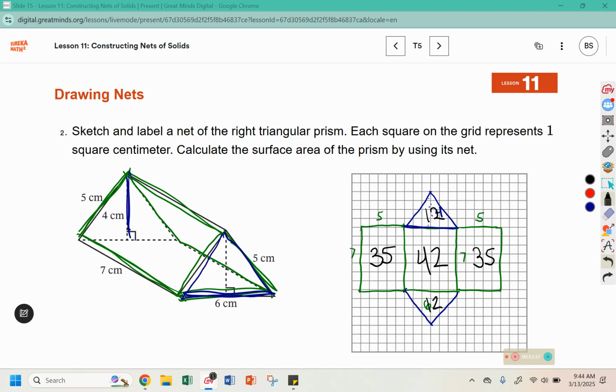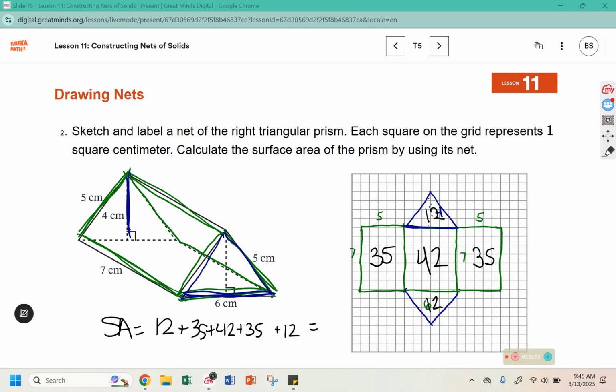Now to find the surface area, we're going to add all of those up. 12 plus 35 plus 42 plus 35 plus 12. Which is 136 centimeters squared. Remember to use the units. And it is a surface area, so area gets units squared.